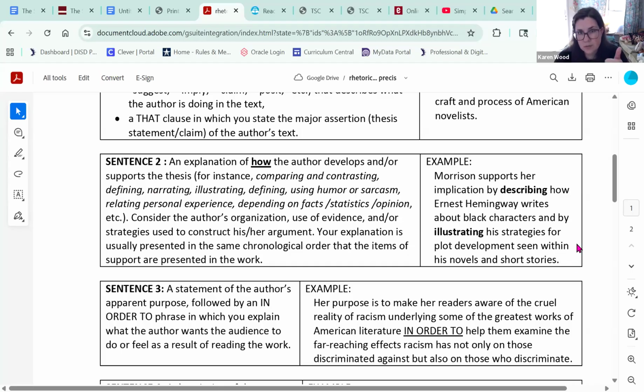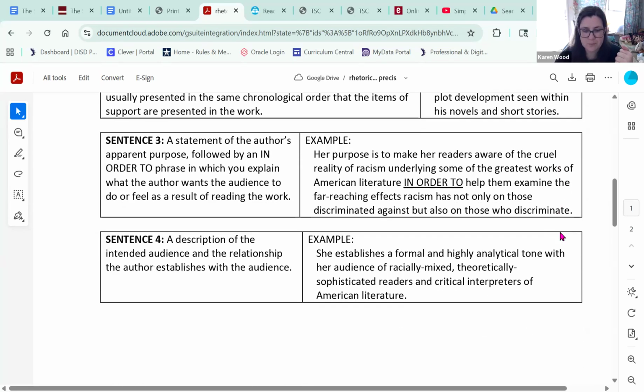So now I know Toni Morrison, who she is, what she's writing, and what her claim is. And I also know that she's using Ernest Hemingway and his stories to illustrate her claim.